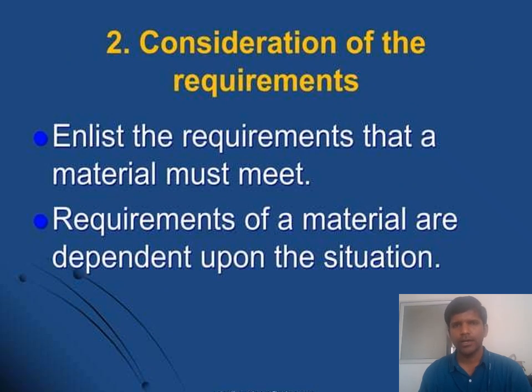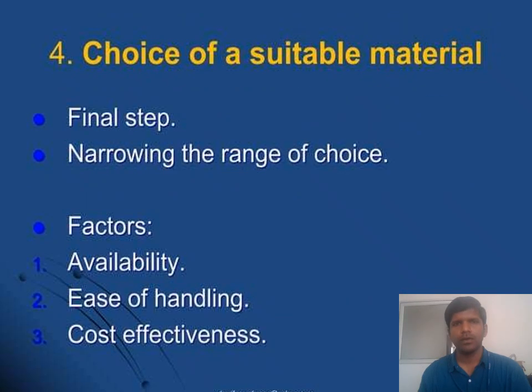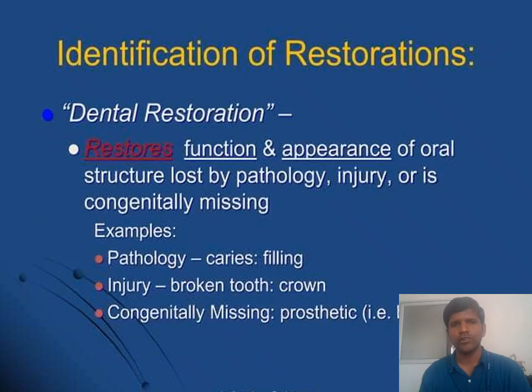Coming to the consideration of the requirements, enlist the requirements that a material must meet. Requirements of a material are dependent upon each situation. Coming to the consideration of available materials and their properties, we need a clear concept about properties, and in case of immediate problem, we must choose from the materials in hand which are available with us. The dentist must be up to date with the advancement in dental materials. Coming to the choice of a suitable material, it is the final step. It is narrowing the range of choice. The factors that play a major role in choice of suitable material are availability, ease of handling, and cost effectiveness.